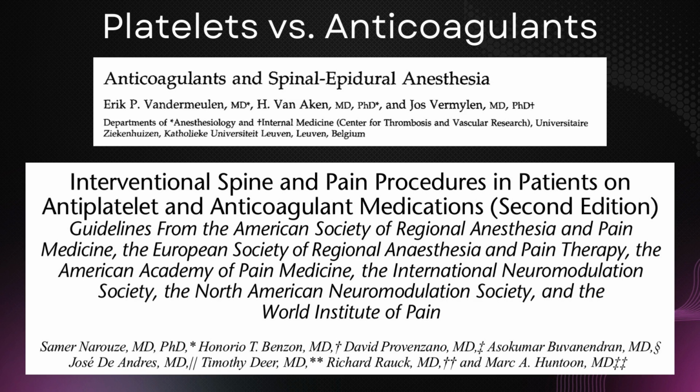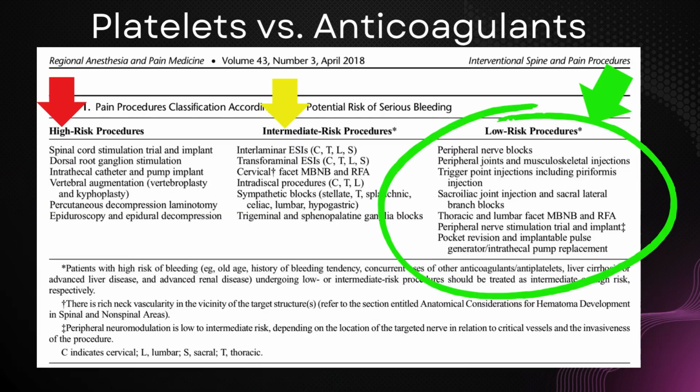So let's see what the literature says. The first major recommendations were published in ANA in 1994, and these were further clarified by ASRA and then by a consortium of groups culminating in this set of guidelines published in 2018 by ASRA and ACIP. One of the key recommendations in the 2018 guidelines was that there should be a shared decision-making process between the physician performing these procedures and the patient's care team.